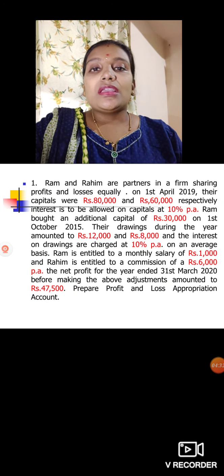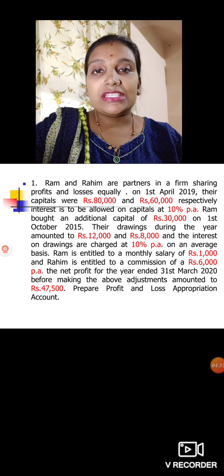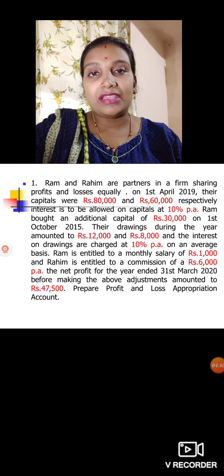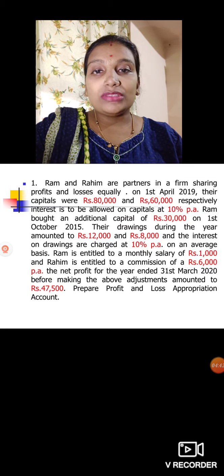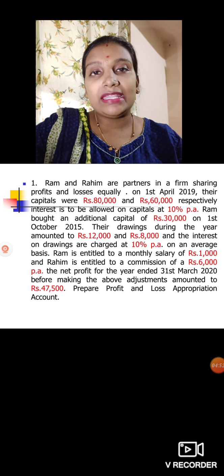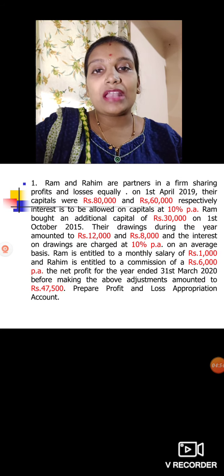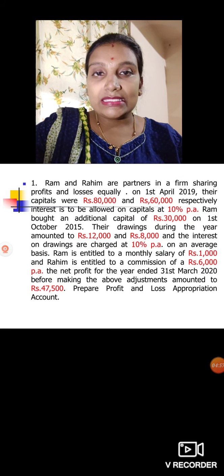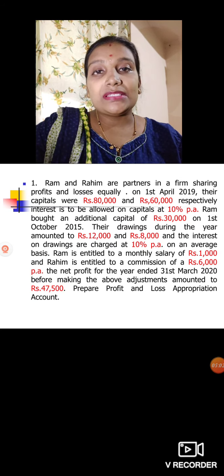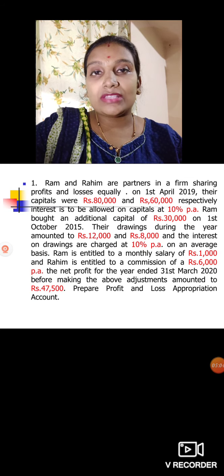Ram and Rahim are partners in a firm sharing profits and losses equally. Both two partners we have here, Ram and Rahim, sharing profits and losses equally. On 1st April 2019, their capitals were 80,000 and 60,000. So Ram has 80,000 and Rahim has 60,000. Then interest is to be allowed on capital at 10% per annum. So how much interest on their capital should you pay? 10% per annum.